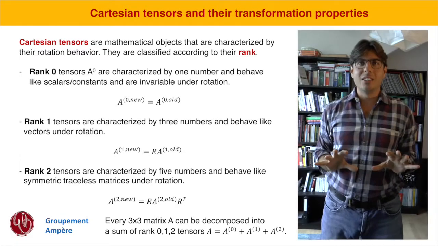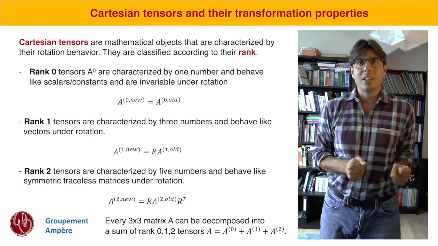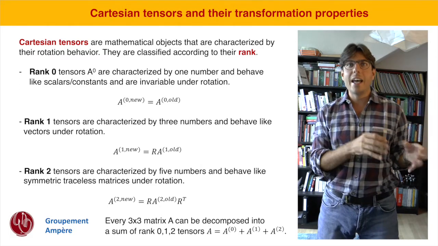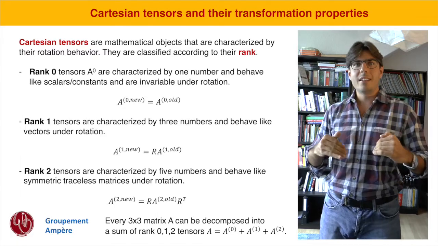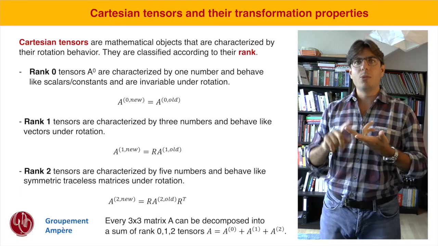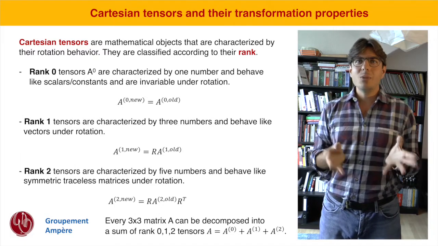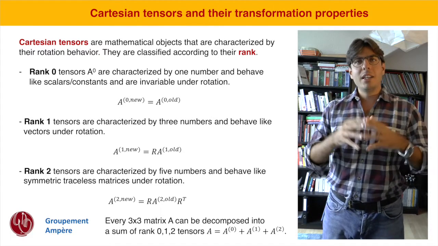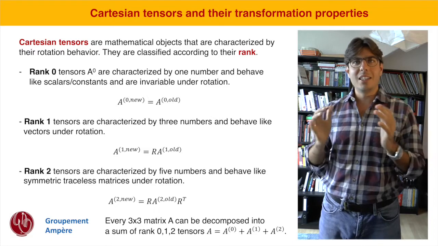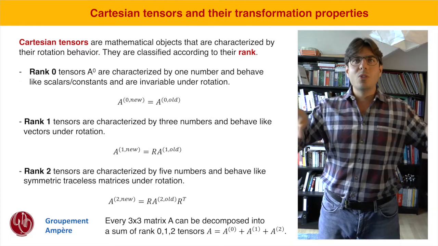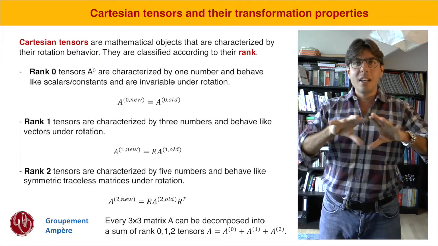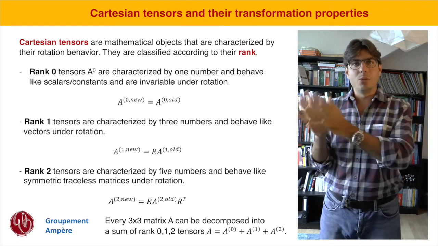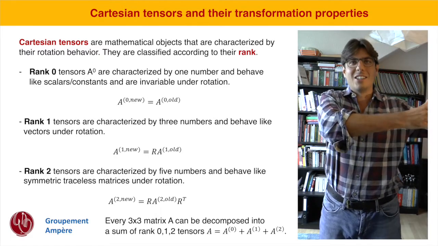And the key concept that we have for the Cartesian notation is that each 3 times 3 matrix A can be decomposed into a sum of rank 0, rank 1 and rank 2 tensors. And why do we say this? This is going to be also the case when we then look at our Hamiltonians in spherical tensor notation. It will also be possible to subdivide them into a sum of all our individual rank 0, 1, 2 tensors.